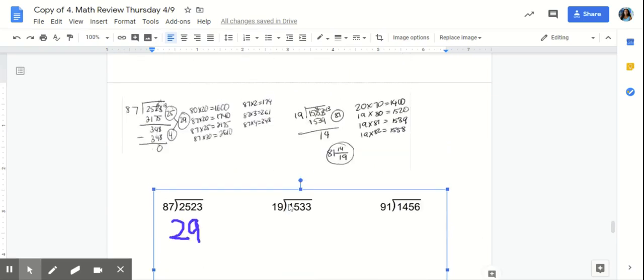Next, we have an even trickier problem. We have 1,533 divided by 19. So I use the same strategy. But you're going to notice something here. I had 81 groups of 19 in 1,539, but I have a remainder. Now what we can do with that remainder is turn it into a fraction, which I did here, and I got 81 and 14/19.